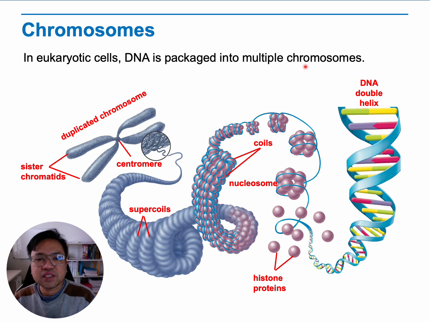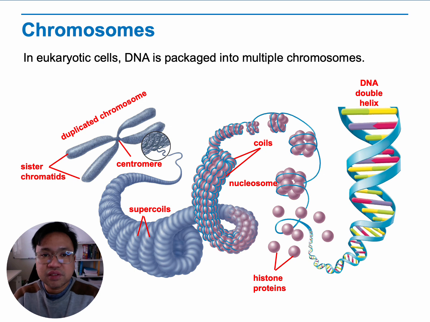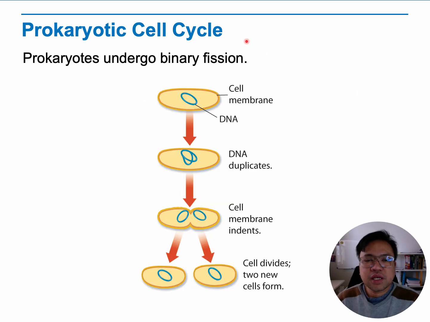These levels of organization, from the double helix to the fully duplicated chromosome, illustrate the remarkable way eukaryotic cells manage and protect their genetic material. As we continue, we will see how these structures play a crucial role during the process of cell division. Let us take a closer look at the prokaryotic cell cycle, a process known as binary fission.